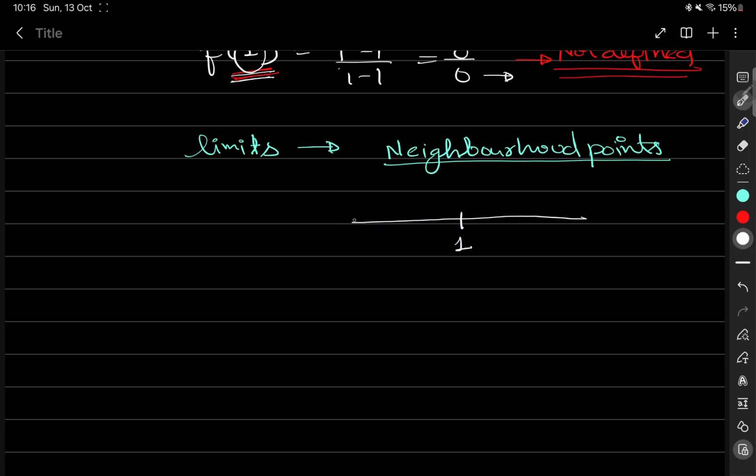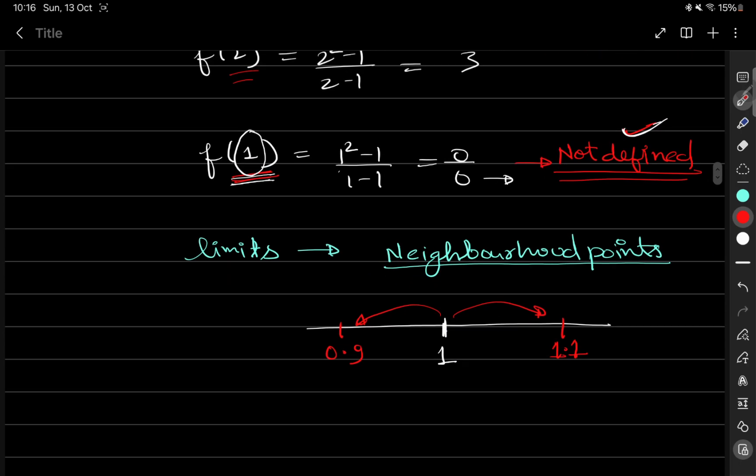Like I want to find the value at 1. Okay, so I can find the value at its neighborhood points. This one is what? A number line. It means I find the value at its neighborhood point, let's take 0.9. You can take a value on the right-hand side also, like 1.1. So we are unable to find the value at 1.